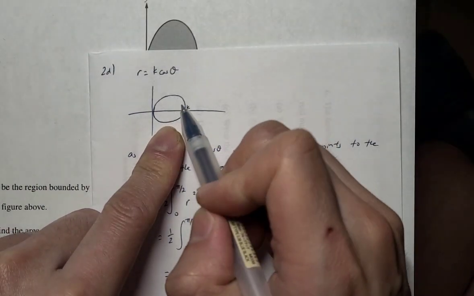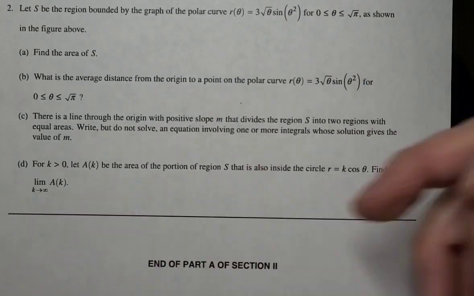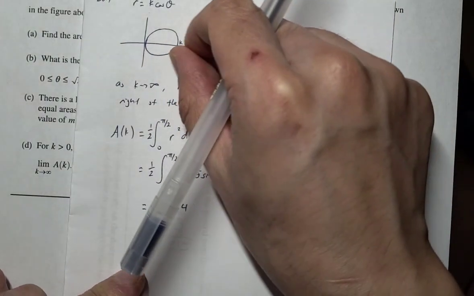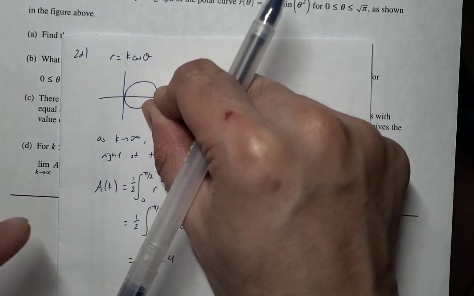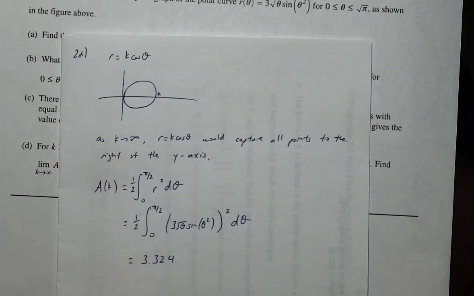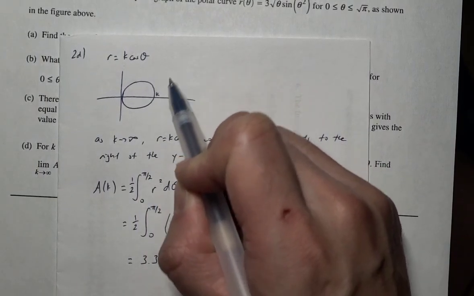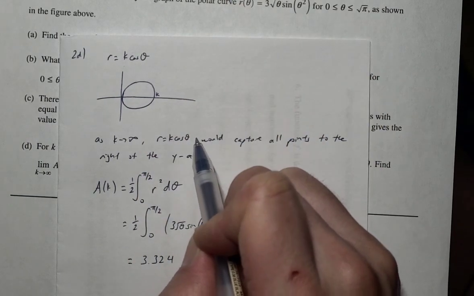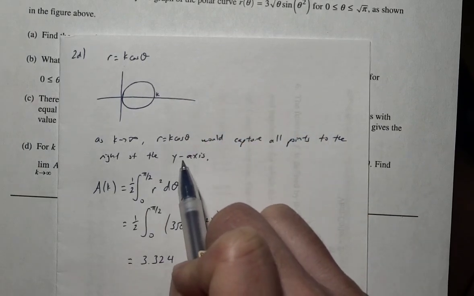Okay? So you can imagine as k approaches infinity, this will keep getting stretched, right? So the radius of the circle will keep getting bigger. Just imagine I'm pulling this, but you have to keep the circular shape. So the circle is getting bigger, bigger, bigger. And as we go to infinity, this will cover the whole Q1 and Q4, quadrant 1, quadrant 4. So as k approaches infinity, r equals k cosine theta would capture all the points in here and here. So all the points to the right of the y-axis.